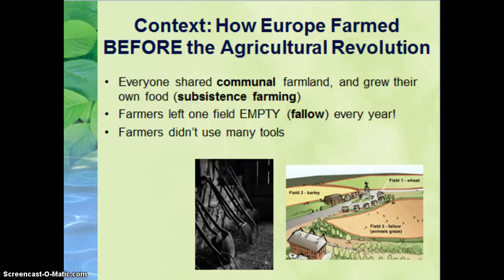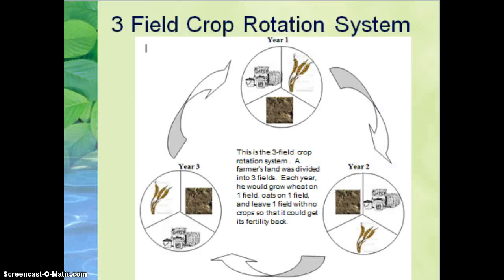Farmers always had to leave one field empty so that it could recover its nutrients in the soil. And they didn't use many tools, which means that it took a lot of people to do a little amount of work. They were using this three-field crop rotation system where they always had to leave one field completely empty so that the soil could recover because they didn't have a lot of farming technology.